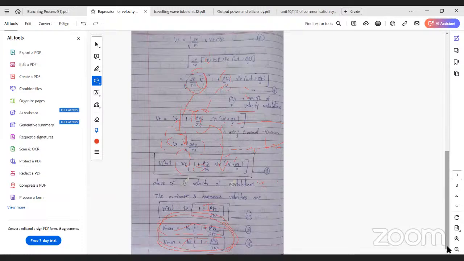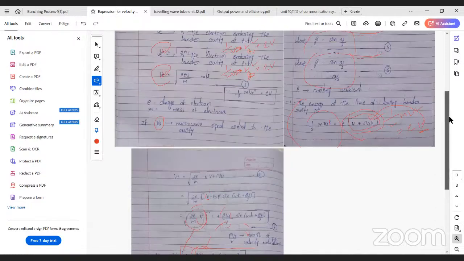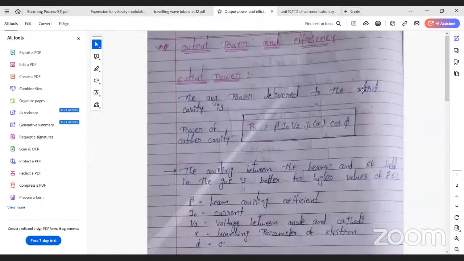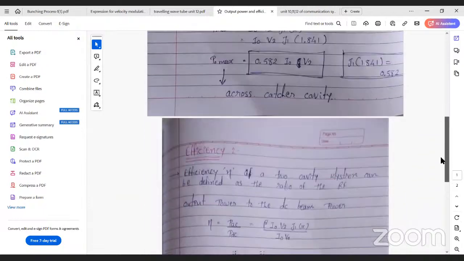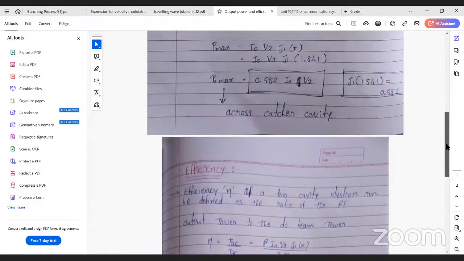Is this okay, ma, this topic? Okay, ma'am. This can be treated as a short answer question. Next, we will see output power and efficiency. Next, we will go for bunching process. It's a lengthy one. First, we will cover efficiency. Here, for this two cavity klystron, we have to calculate both power as well as efficiency. Smaller topic. I think this one was given for your assignment question. Is it?